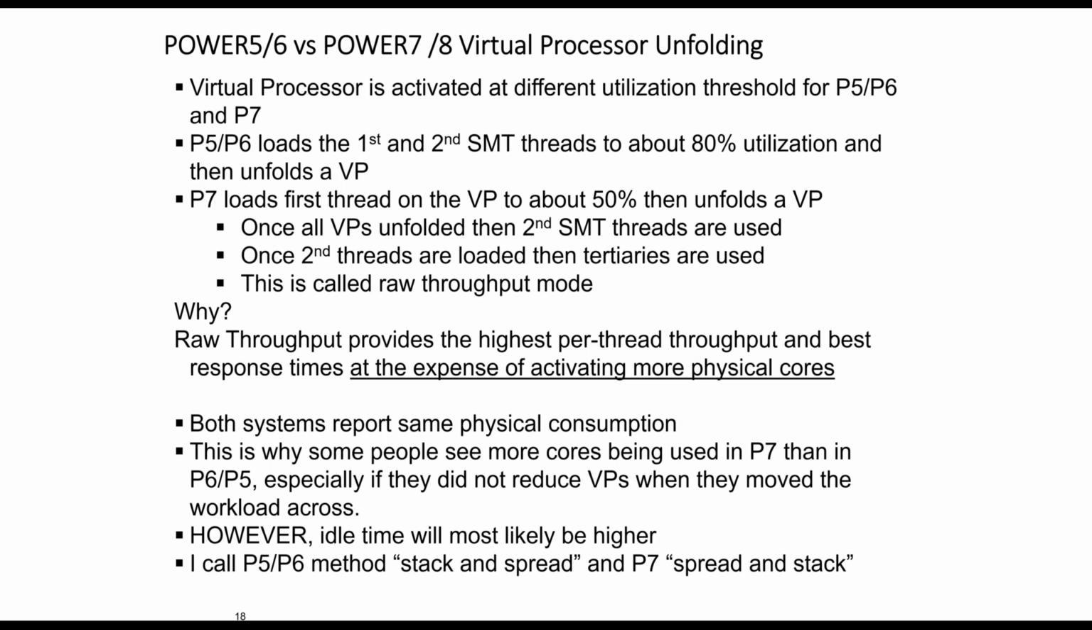The thing is that it activates more physical cores. A lot of people got very confused about this and opened a lot of PMRs because they did not reduce the virtual processors when they moved the workload across. If you need 8 cores to run something on a Power 6, the likelihood that you need 8 cores to run it on a Power 9 is non-existent. So you need to really have a look at those RPerfs and start to reduce things so that you do put the pressure on the threads. And what people saw was that they were using the same number or more cores in the Power 7 or Power 8, but they had much higher idle time because they weren't using the secondary and tertiary threads. So just something to think about.